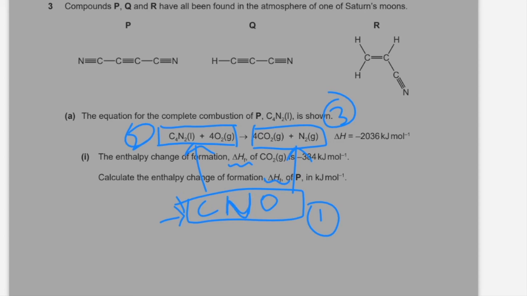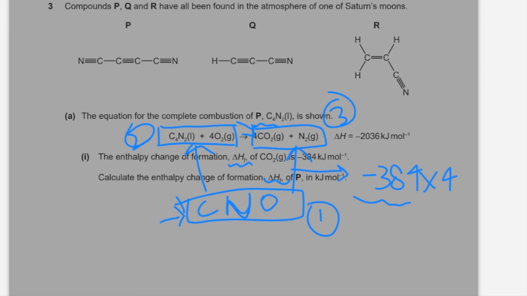Now, enthalpy change of formation of carbon dioxide is given in the question as negative 384, and since that is forming on the product side over here, you would label that using the arrow on the product side. So that would be negative 384 times 4, because as you can see, 4 moles of carbon dioxide are forming, and this negative 384 is for 1 mole.